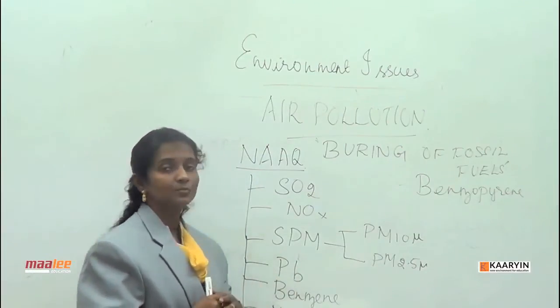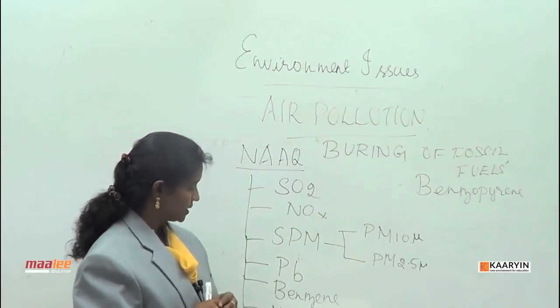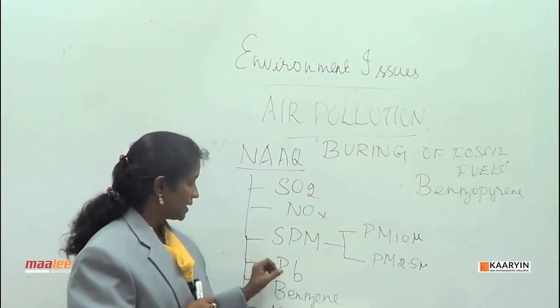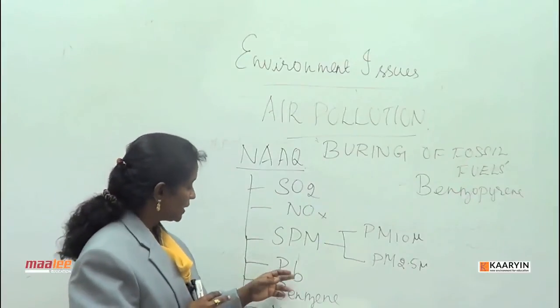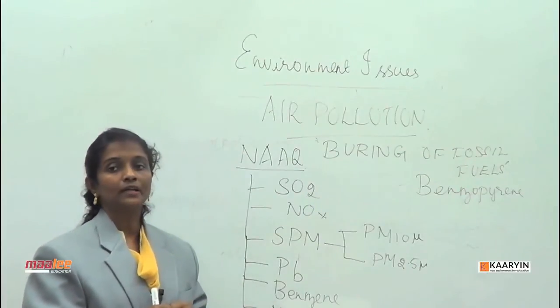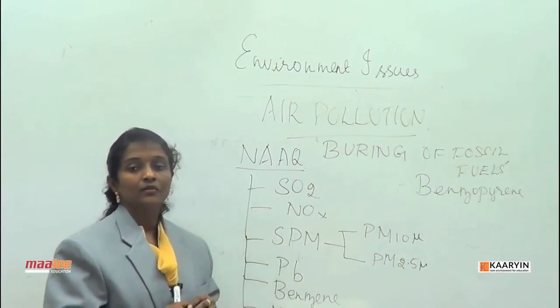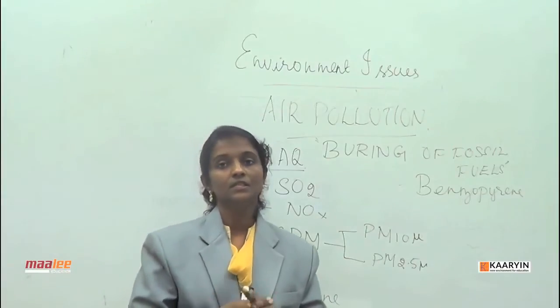The source of lead is mostly again from fossil fuels, petrol or diesel. Now we have started using unleaded petrol. Unleaded petrol is used as an anti-knock, as we know. So the use of unleaded petrol can really decrease air pollution. Apart from that, you also have benzene and ammonia present in air pollution.